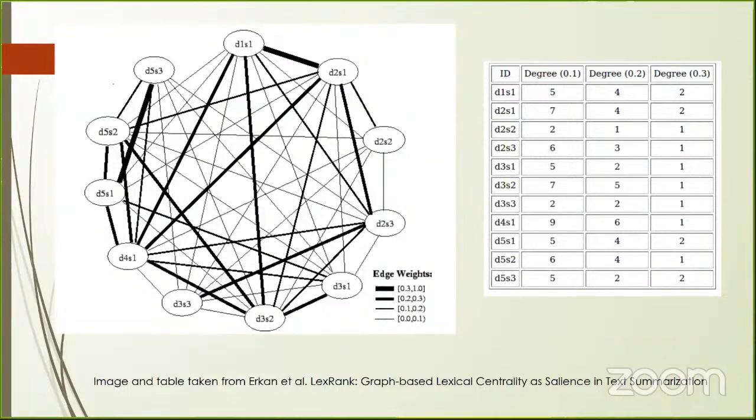So if we go by ranking by degree and choose a threshold of 0.3, then these four sentences will be the highest rank. The others will be lower rank. And if you want to form a summary, we'll choose these four sentences. Right? Clear enough? And if we decrease the threshold, of course, things change. So if we decrease the threshold to 0.2, then D1, S1 is connected to more nodes, likewise for other sentences, right?